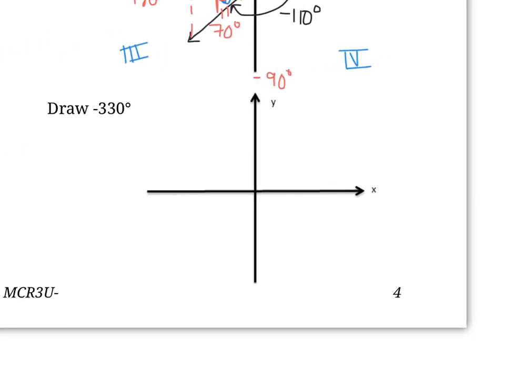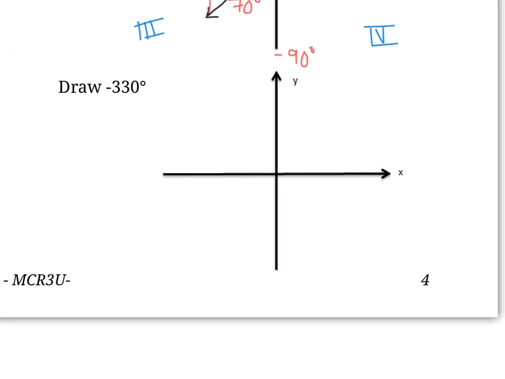Try this last guy on your own. Here I want you to draw negative 330 degrees and figure out what the principal angle is and what the related acute angle is. Go for it. So if you press play again, hopefully you try this on your own. Which quadrant did you put it in? 1, 2, or 3? Hopefully you put it in quadrant number 1 because that's where it belongs.